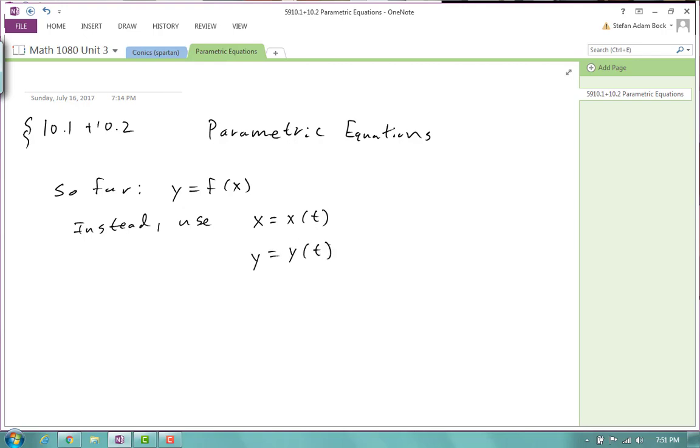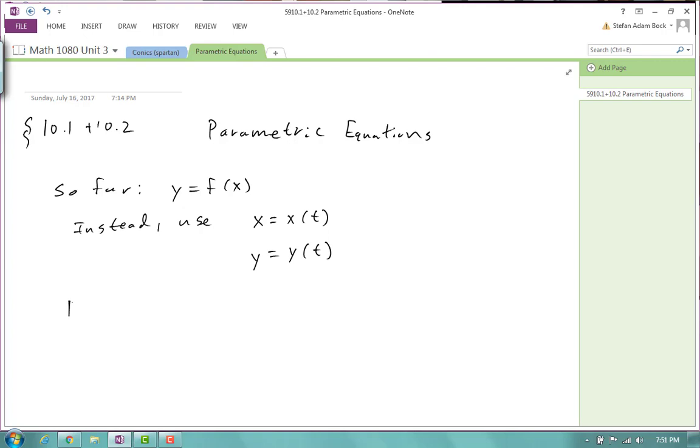So my x and my y coordinates are going to be some function of t. The book uses f's and g's, but I'm going to use x and y because I won't have to make up any new letters ever. And in some sense, we've actually already encountered parametric equations a long time ago.